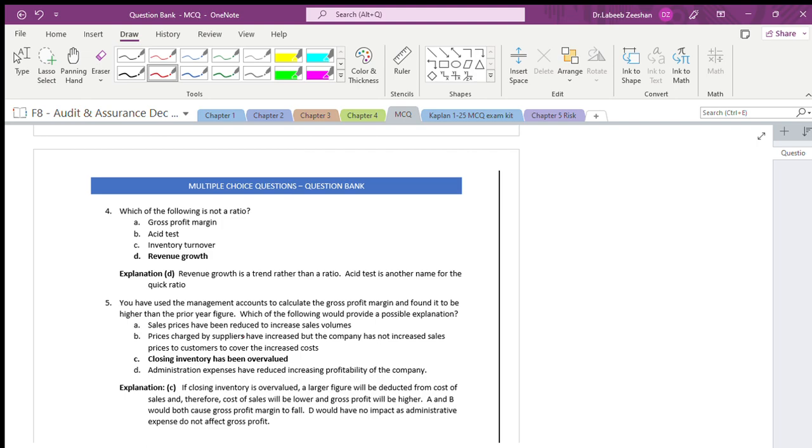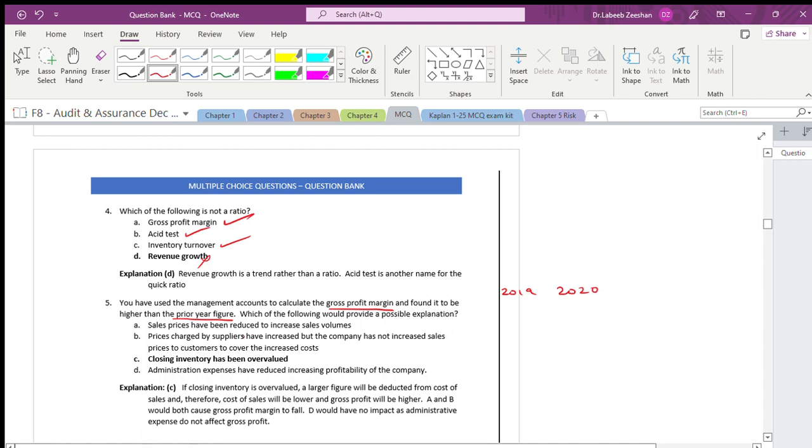Is it right? Inshallah. Now, which is not the ratio? Definitely gross profit margin is a ratio, acid test is a ratio. It is not the ratio. You have used the management accounts to calculate gross profit margin and found it to be higher than the prior year figure. Is it 2019 and 2020?